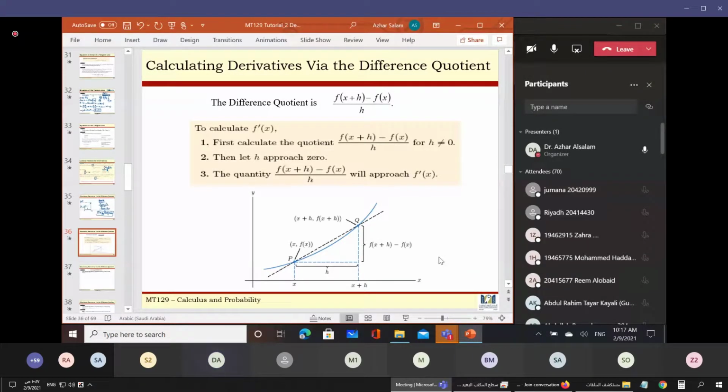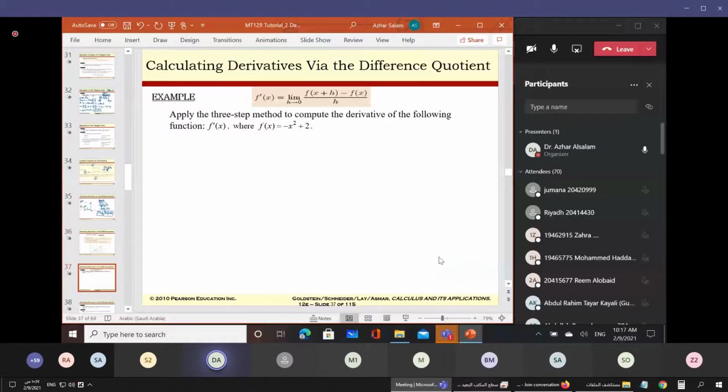This is actually the definition of how to differentiate, the derivative. This is an example. I will apply this definition. The question will not apply the three-step method. The question will be to use the definition.